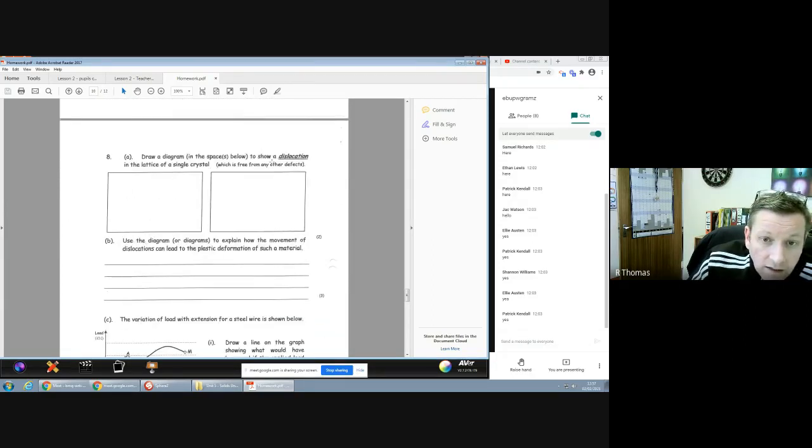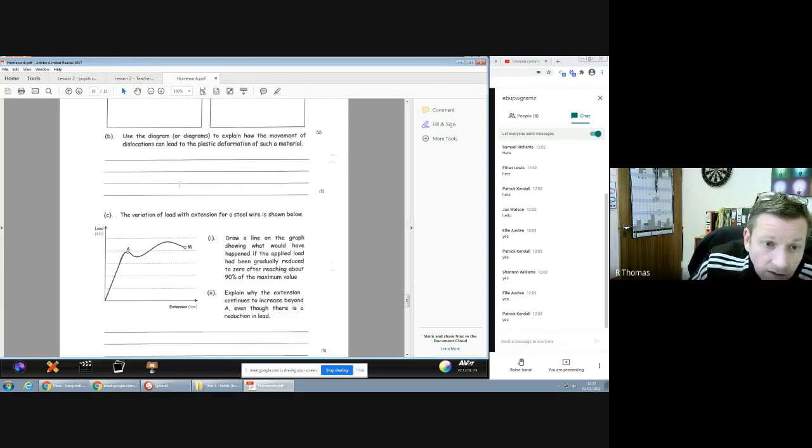And then the dislocation question. Just like I spoke about earlier, draw the two lattices and show how that dislocation moves over to stick out on the end. And that's how we get plastic deformation.